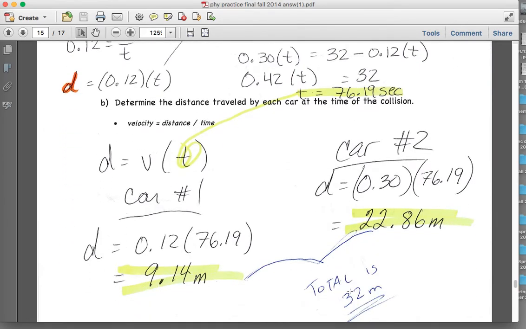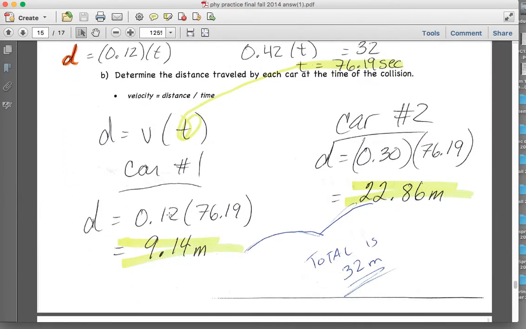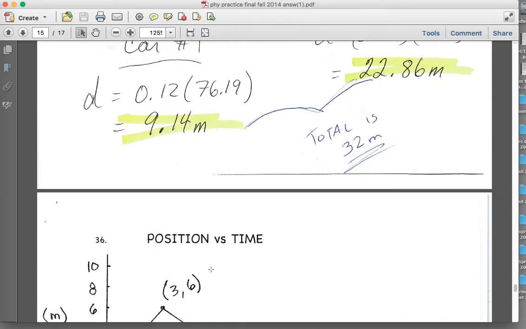And once you know the time, then you just multiply it by the velocity to figure out how far they go. And a great way to check yourself is the distance each car moves should equal the total distance between them at the beginning.